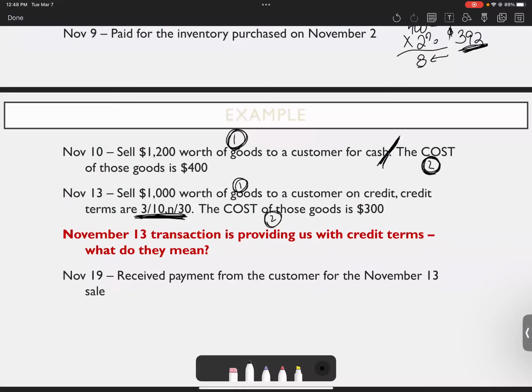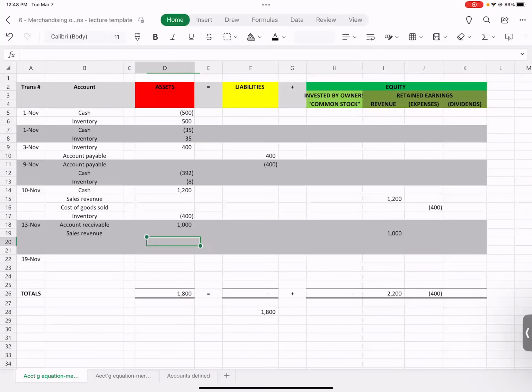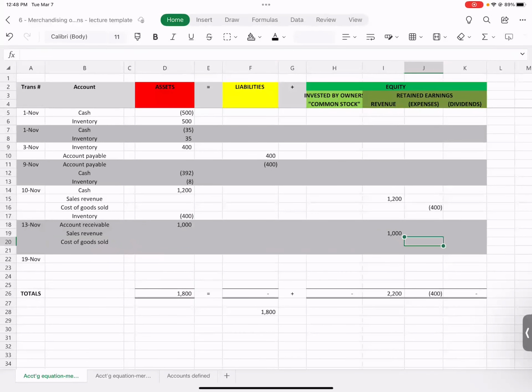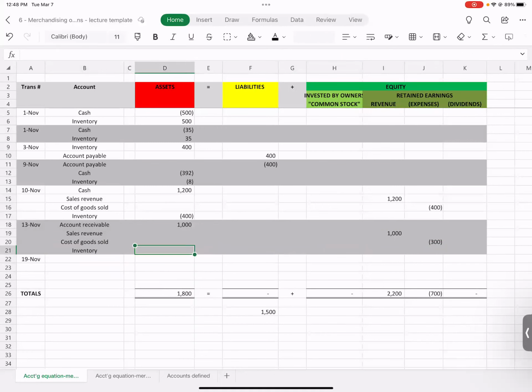Now we need to get to number two, the cost piece. So the cost of the goods that we just sold, cost of goods sold, which is an expense, is a negative 300, because expenses always decrease equity. They're always negative. And then we also want to again see that that inventory that we had, we no longer have. We just sold it to the customer. So inventory, which is an asset, is also decreasing by 300, right?